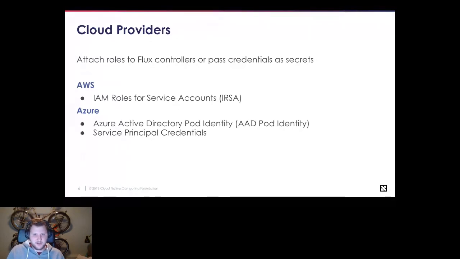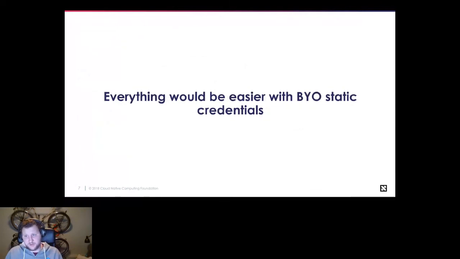If you want to propagate it so that a specific image automation resource has a specific AWS role, that is not possible today, more because of a limitation of the cloud providers rather than a limitation of Flux. But these things become very apparent when you're running multi-tenant Flux, where you want to give limited permissions to individual namespaces, as I said before. So basically everything would be easier with bring your own static credentials, really.